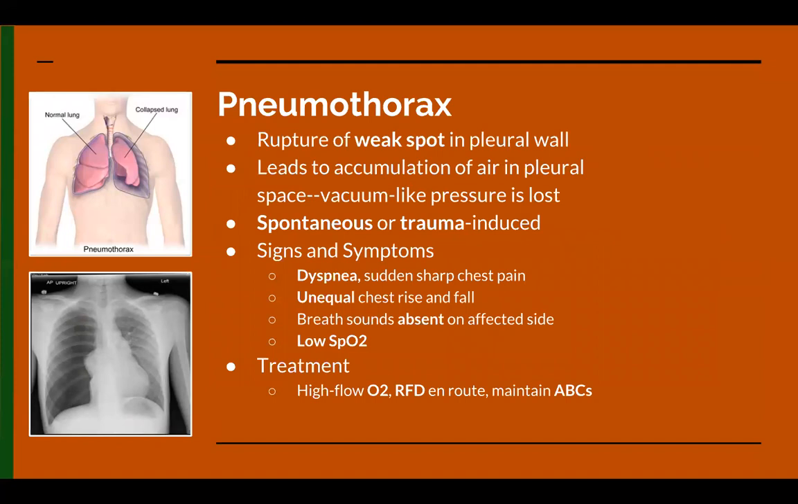So now we're going to get into the diseases and such. So we'll start with pneumothorax. And that is basically just a rupture in the weak spot in the pleural wall, right? So it's a collapsed lung. That's the more common term for it.